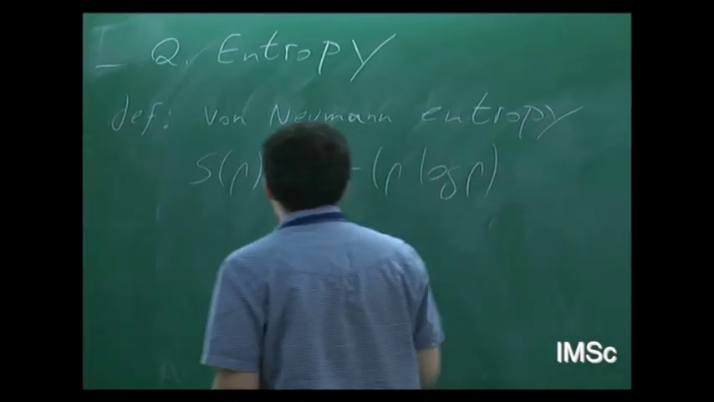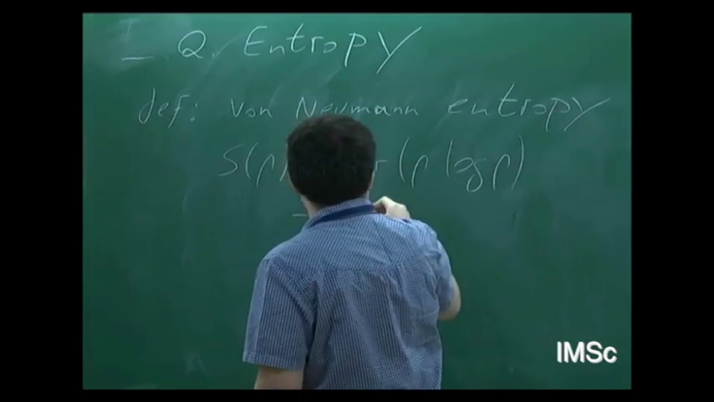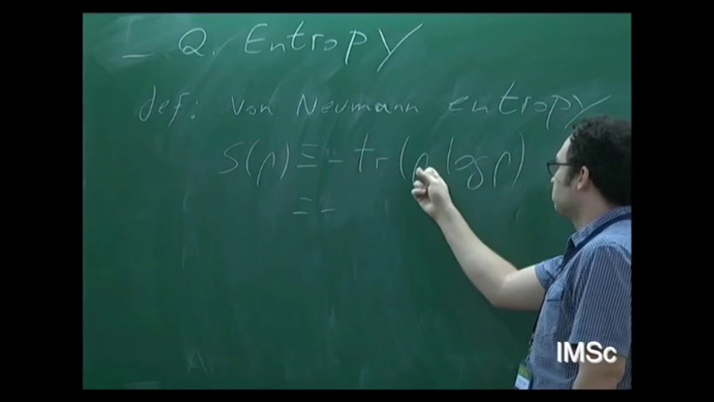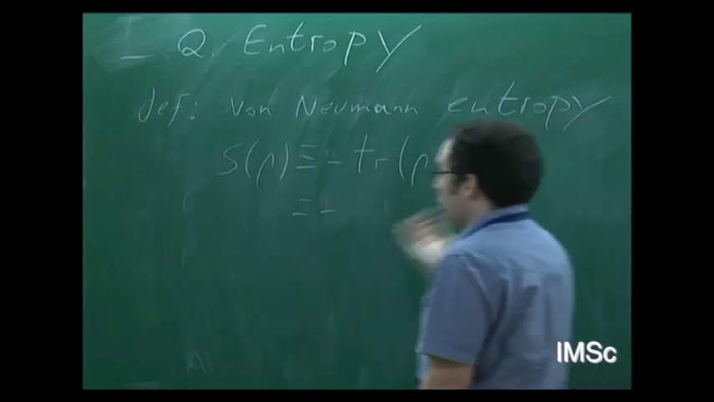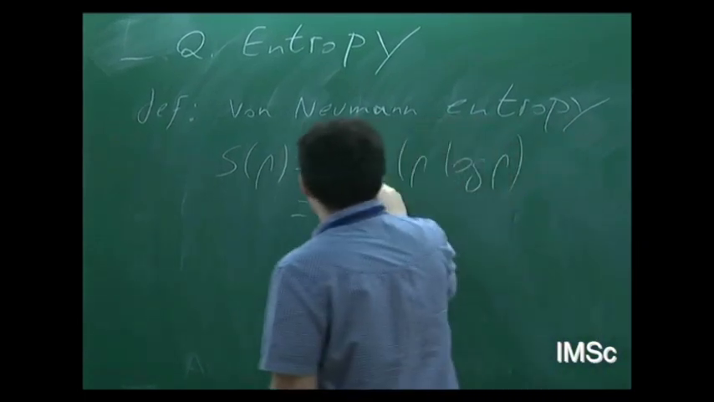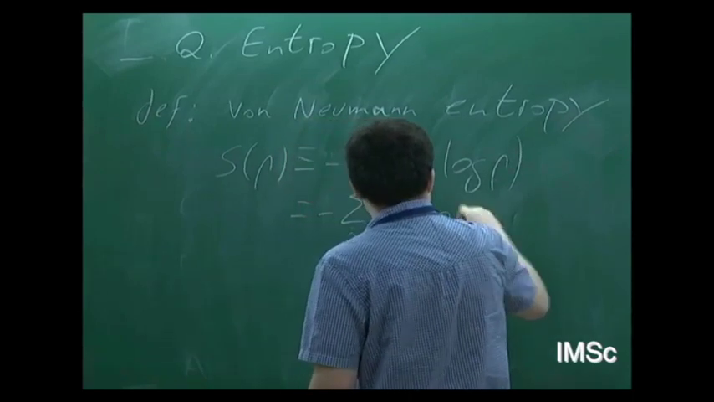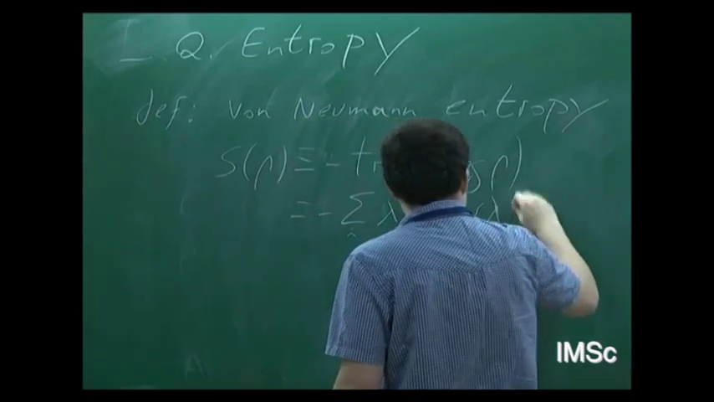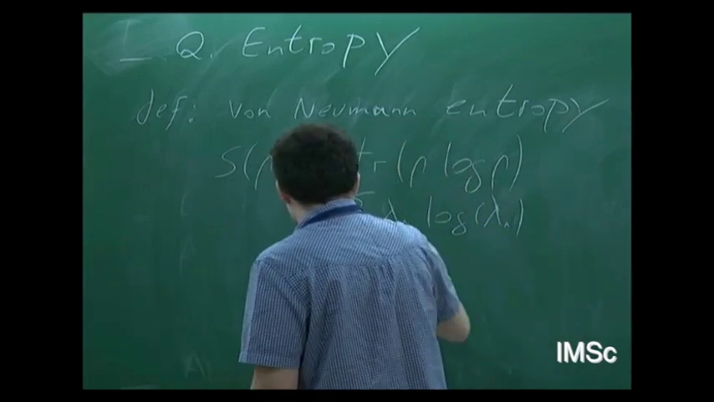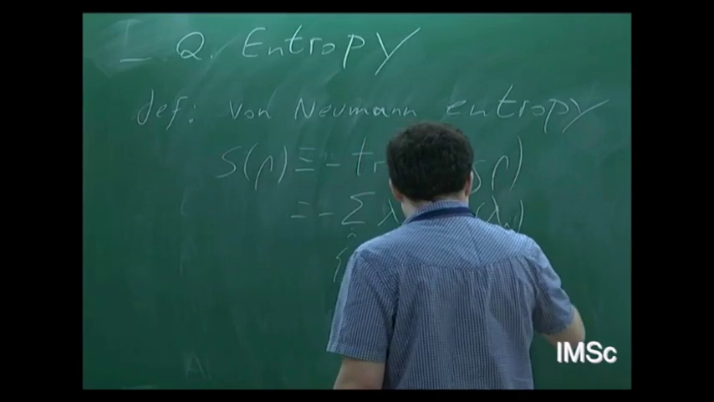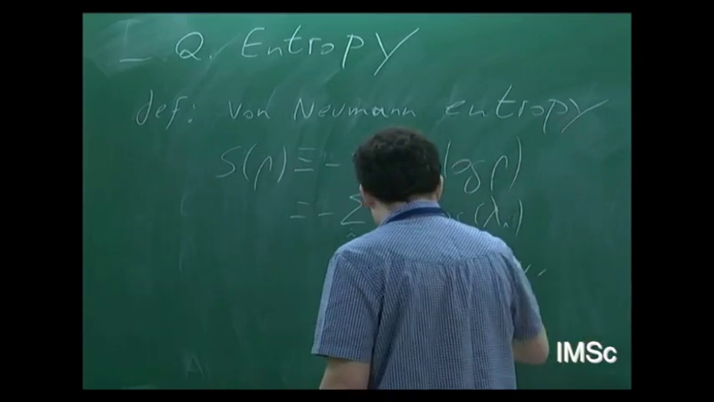So we can also write this as, this is a trace, so we take the diagonal in the same basis. So it's only a property of the eigenvalues of rho. We can also write this as minus the sum of lambda i log lambda i, where these are the eigenvalues of rho.